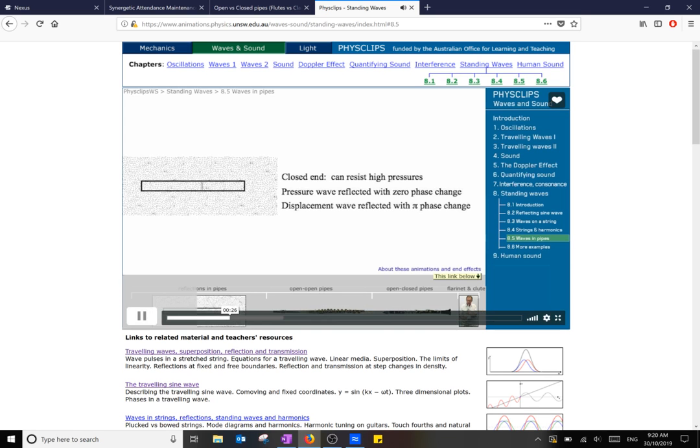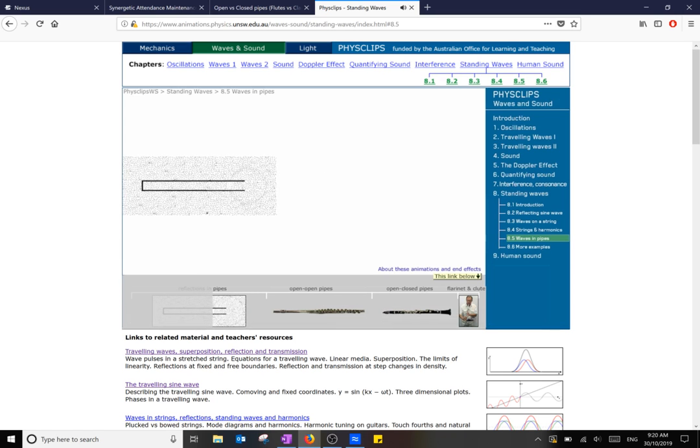Displacement must be 0, so the displacement wave has a phase change of pi. At an open end, things are different. Here, the pressure is approximately fixed at atmospheric, so the sound pressure is approximately 0. So the pressure wave is reflected with a phase change of pi. The displacement is free, so the displacement wave has a phase change of 0.